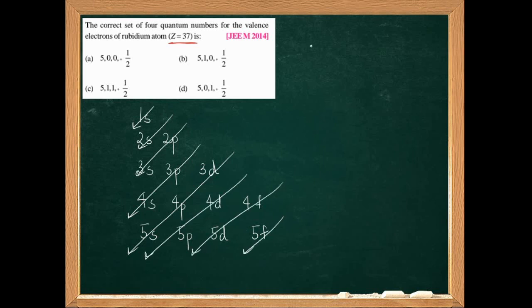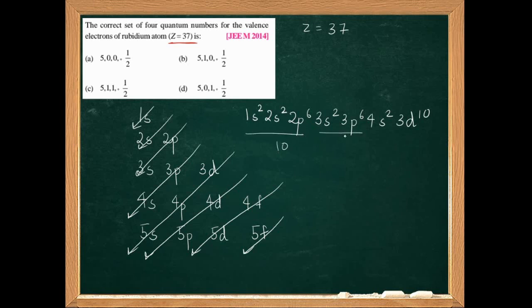Now Z is equal to 37 is where I have to stop. So I will have 1s2, then 2s2, and after 2s we have 2p6, 3s2, 3p6, 4s2, 3d10. So let me see where I stop here. This will give us 6 plus 4, which is 10. Then 6 plus 2, which is 8. So 10 plus 8 is 18. Then 10 plus 2 is 12. So 18 plus 12 gives us 30.